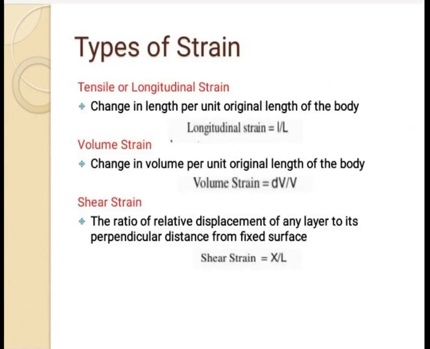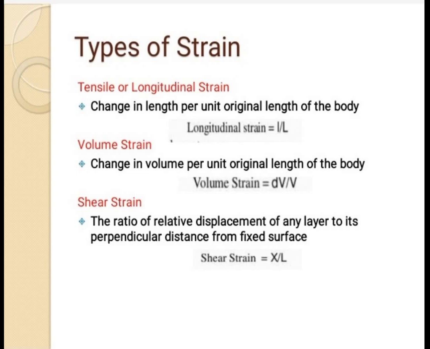Types of strain. There are three types of strain. They are tensile or longitudinal strain, volume strain and shear strain. What is meant by tensile strain? It is nothing but the change in the length of the body per unit original length of the body is known as longitudinal strain. Longitudinal strain is equal to small l by capital L, where small l is the change in length and capital L is the original length of the body.